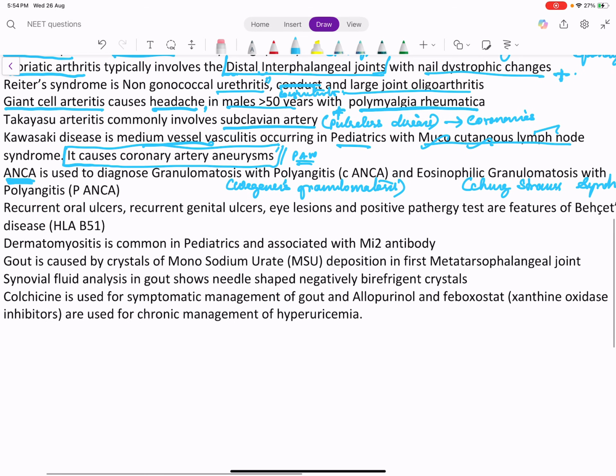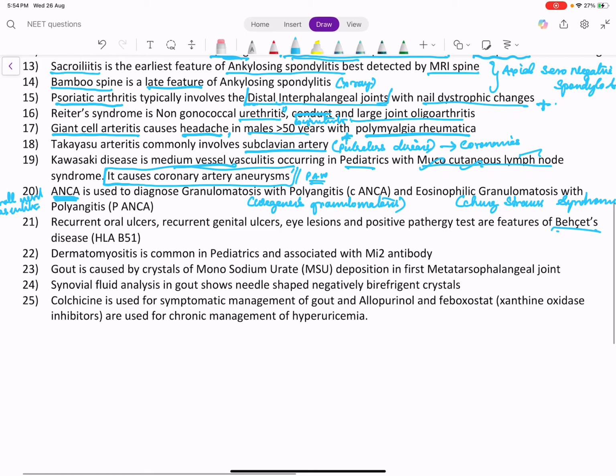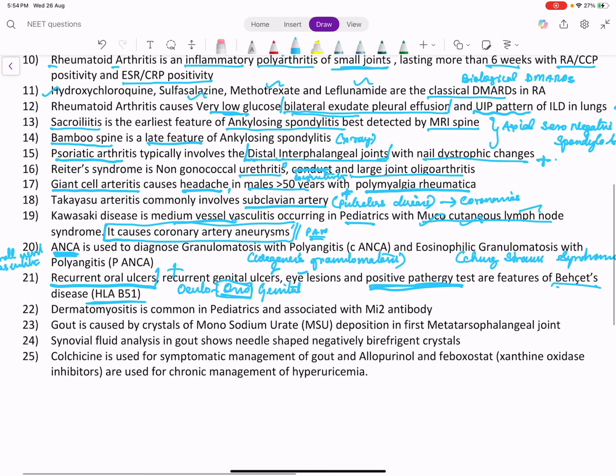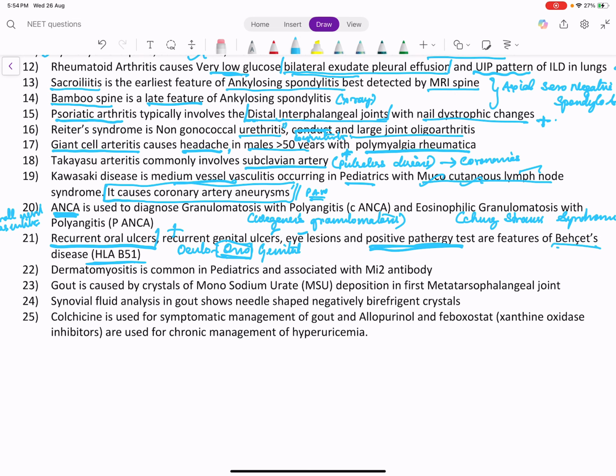Now another type of vasculitis is Behçet's disease. Behçet's disease is a vasculitis also called oculo-orogenital syndrome. The criteria here is that there should be recurrent oral ulcers. How recurrent? 3 times in 1 year. So, recurrent oral ulcers plus some other features. There may be eye lesions, genital ulcers, and a positive pathergy test. Here HLA-B51 is commonly involved. In ankylosing spondylitis, HLA-B27 is involved.